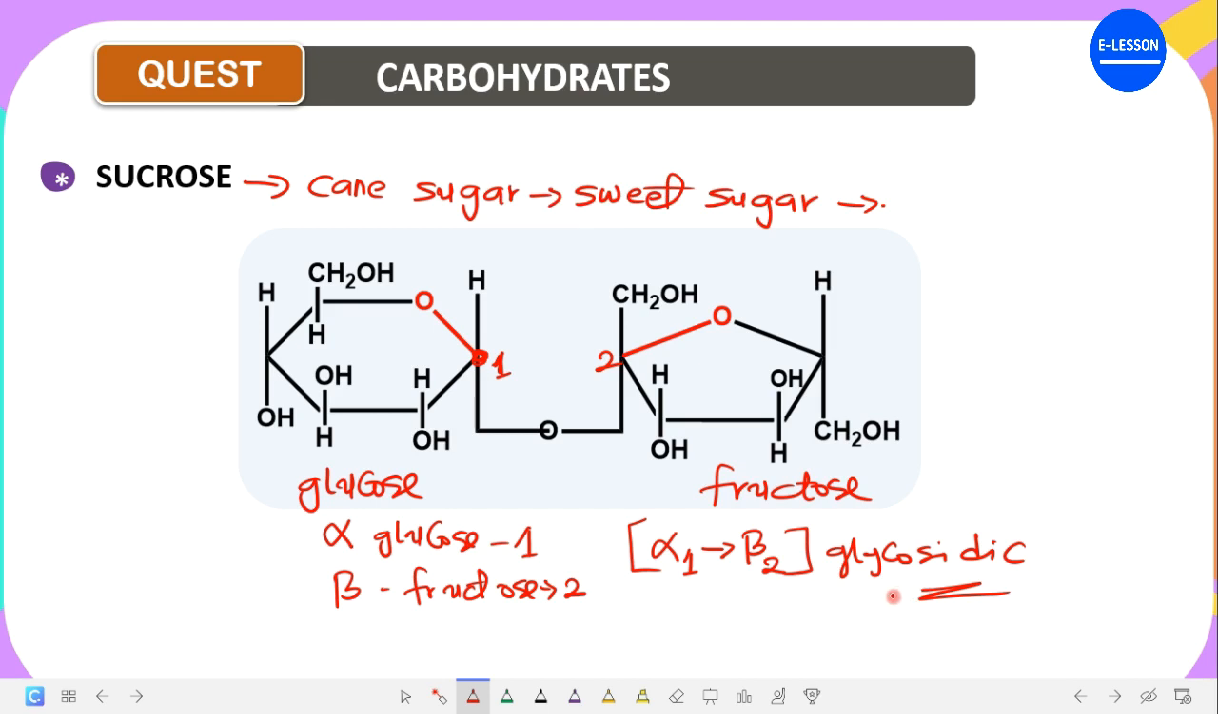Now, another thing that you should know is that sucrose is not a reducing sugar, and hence it does not form osazone. It does not react in the osazone reaction. I gave you an assignment on osazone to check on. I believe you checked on it. So sucrose is also called cane sugar. It's also a sweet sugar. It is not a reducing sugar. It is not what? A reducing sugar. And the linkage is alpha 1 to beta 2.